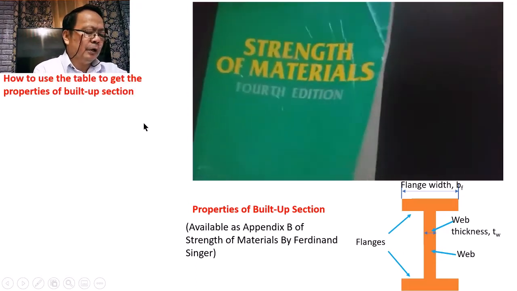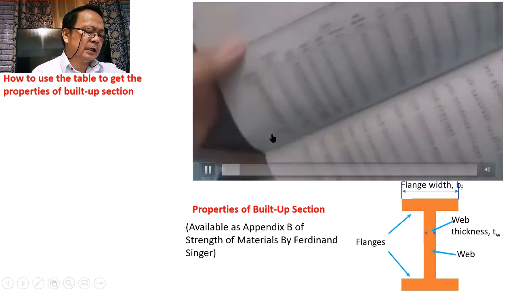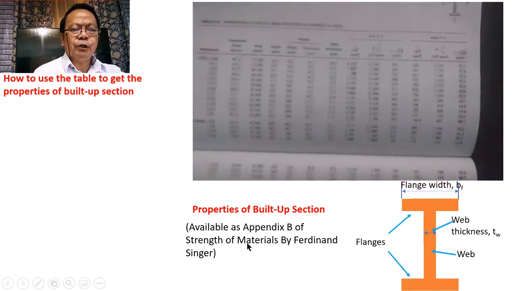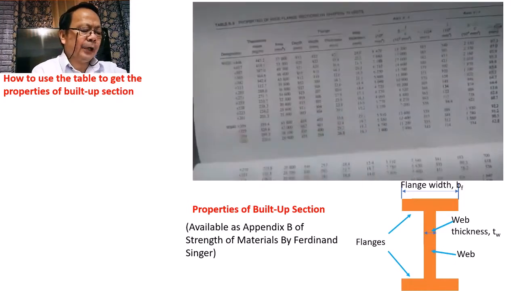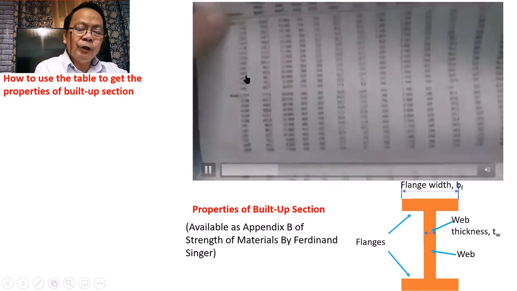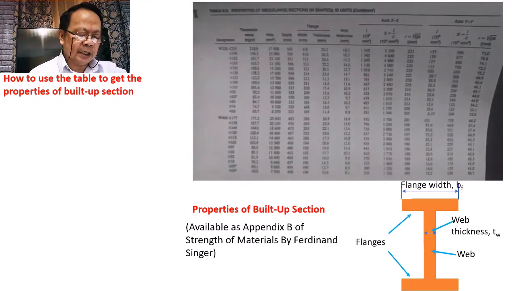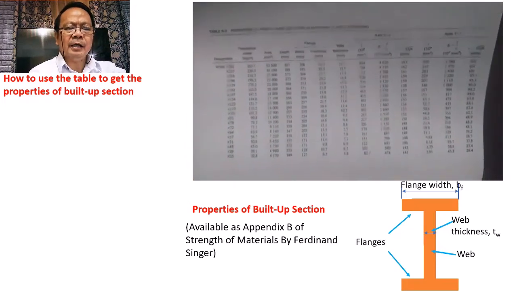Kung bubuksan mo yan sa huling bahagi ng libro, somewhere at the back, you can find the Appendix B. Medyo may ilang pages siya that will show the property. So you will have the property of the W-flange, wide flange. You will also see the property of the S section. You will also see the property of the channel, the angular, and so on and so forth.